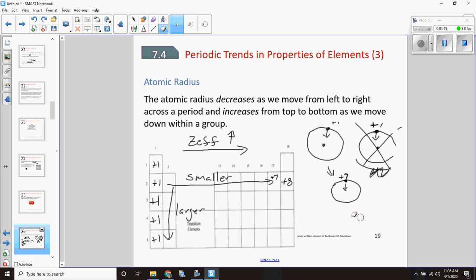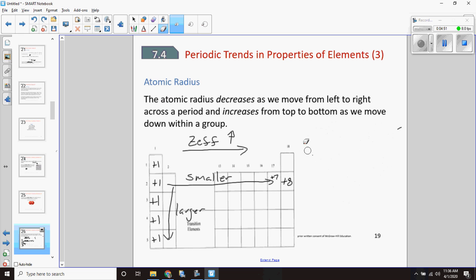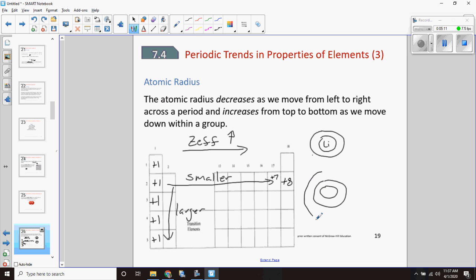Because effective nuclear charge is staying the same, the reason atoms are actually getting bigger is because they're adding shells. So this atom here has 2 shells, lithium has 2 shells, then the atom beneath it, and those are remarkably good circles, I should say. The atom beneath it, sodium, simply has a 3rd shell. So every time you add a shell, the atom actually gets bigger, okay?